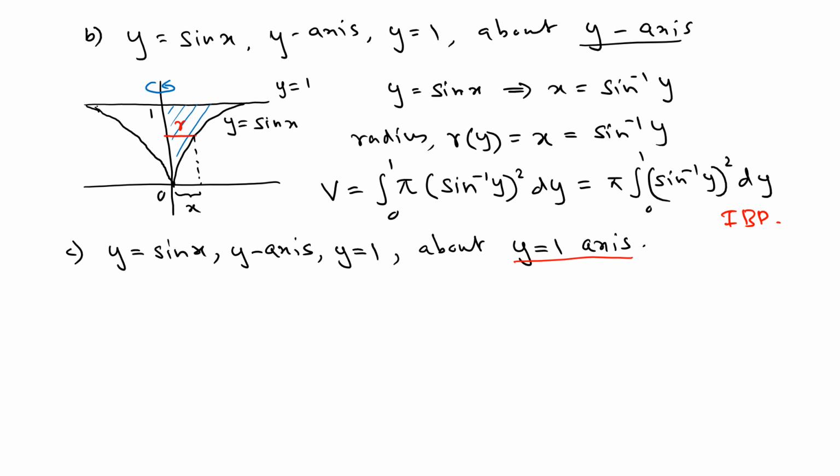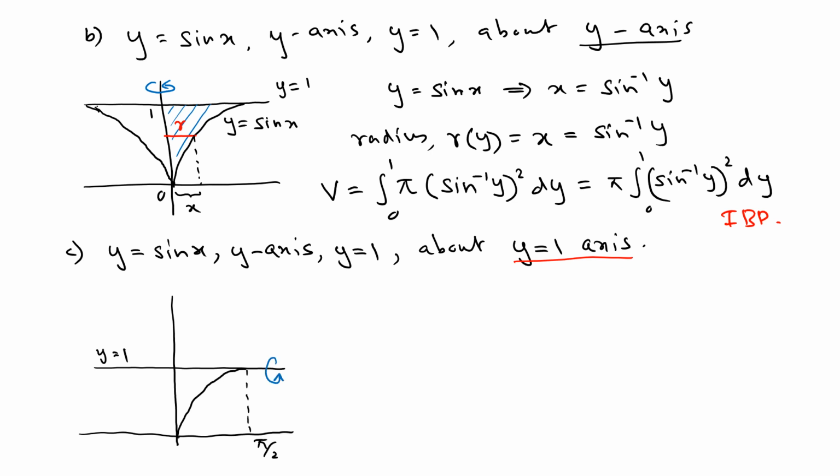So let's graph it again as before. This is sine x, so we have pi over 2 here. That is the line y equals 1. Now we can rotate this about the y equals 1 line. That means the graph is going to reflect to the other side, so it's going to go like that. That's what it looks like.